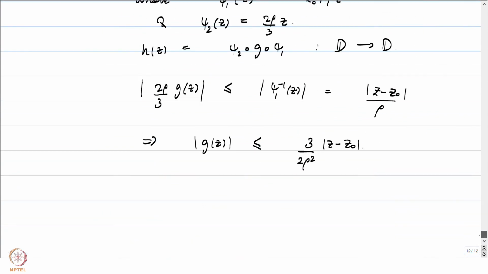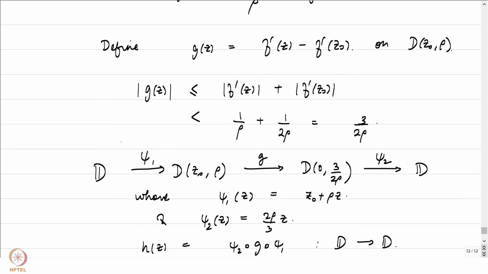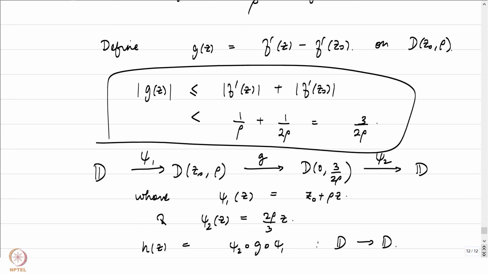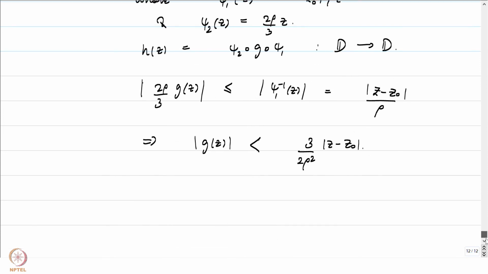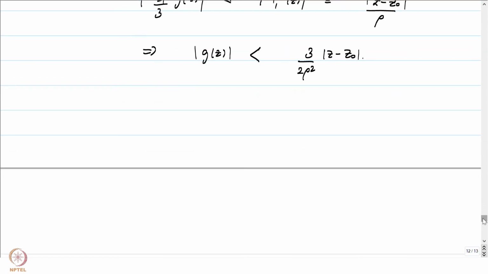So we are good now because of g of z. And one more observation will be that this is going to be a strict inequality because there is a strict inequality here. This strict inequality will tell us that the Schwarz's lemma here cannot be an equality, it has to be a strict inequality.